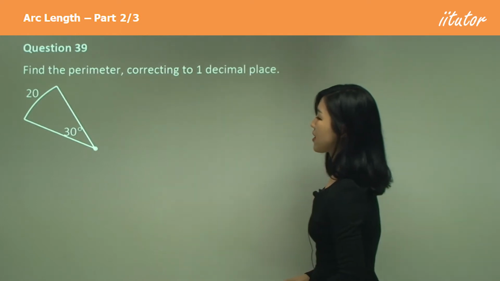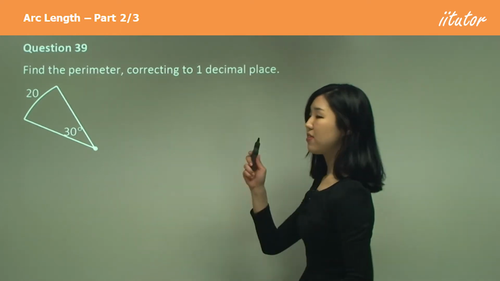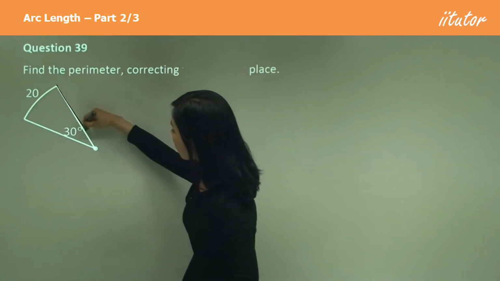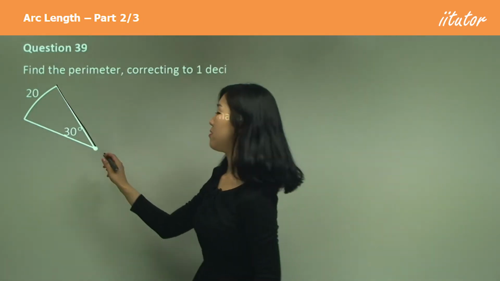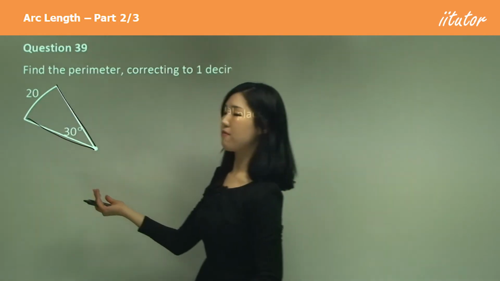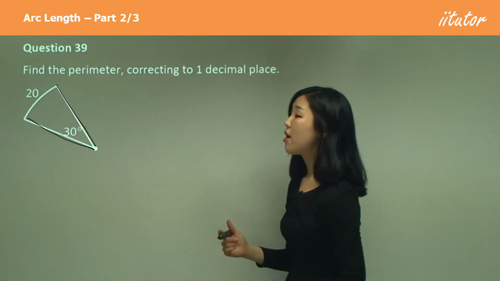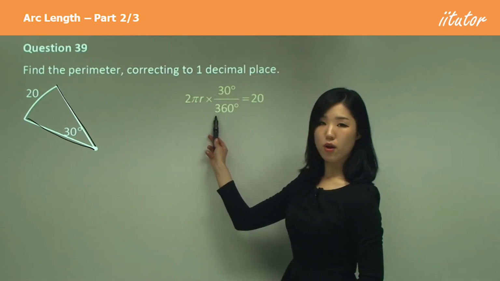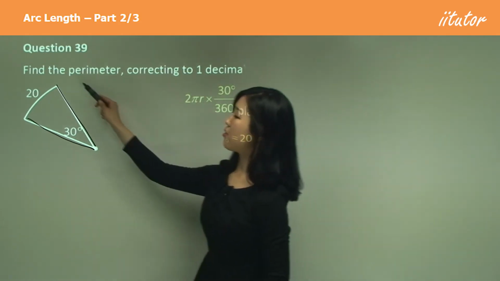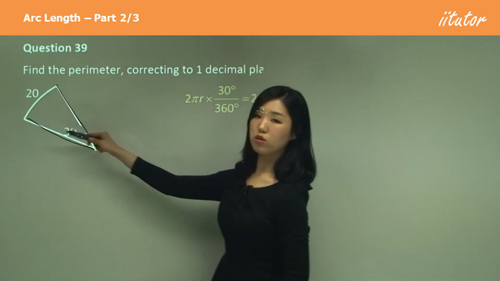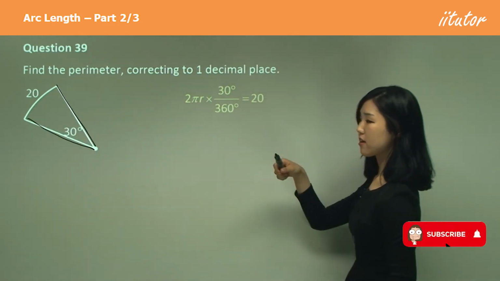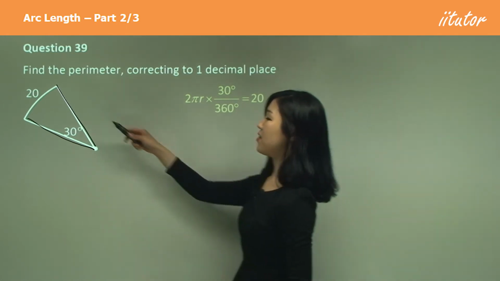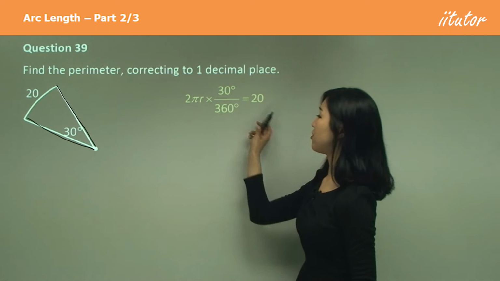39, the perimeter again. Okay, so this time they give you the arc again, but we don't have the radiuses. See how these are radiuses, but we don't have them. So we need to find the radius. So I'm going to use the same thing. 2 pi r, we don't know what r is yet, times the fraction of that circle. That arc is going to be 30 over 360. That is the length of the arc, which is given to us as 20.